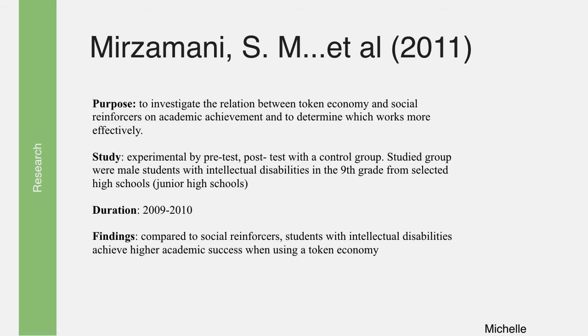And so the study was experimental by pre-test, post-test with a control group. The studied group were males with intellectual disabilities in the ninth grade from selected high schools, which were junior high schools. And the study took 1 year, so it was from 2009 to 2010. Based on their findings, it was found that compared to social reinforcers, students with intellectual disabilities achieved higher academic success when using a token economy.